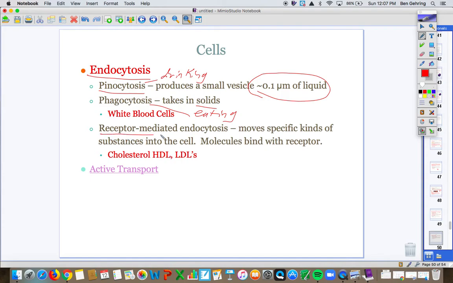Then we also have receptor-mediated endocytosis, which is just bringing in the specific things that are supposed to be. So receptor-mediated means this is being controlled. It's got to match with the receptor on the outside in order to be taken into the cell. Molecules binding to the receptor are taken into the cell, then they can be used.